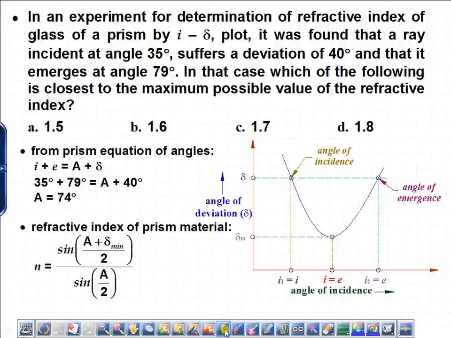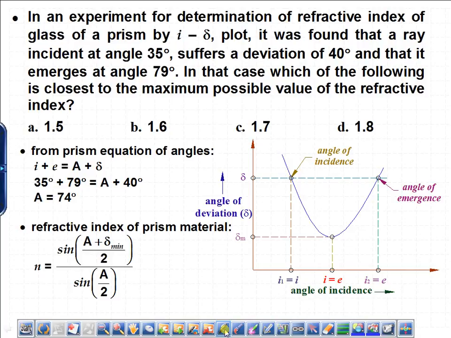Experiment for determination of refractive index of a glass prism by I versus delta plot. It was found that a ray incident at angle 35 degree suffers deviation of 40 degree and that it emerges at angle of 79 degree. In that case, which of the following is closest to the maximum possible value of refractive index?